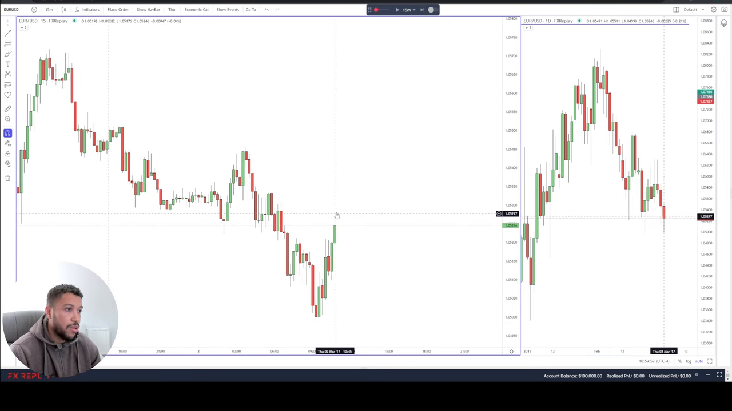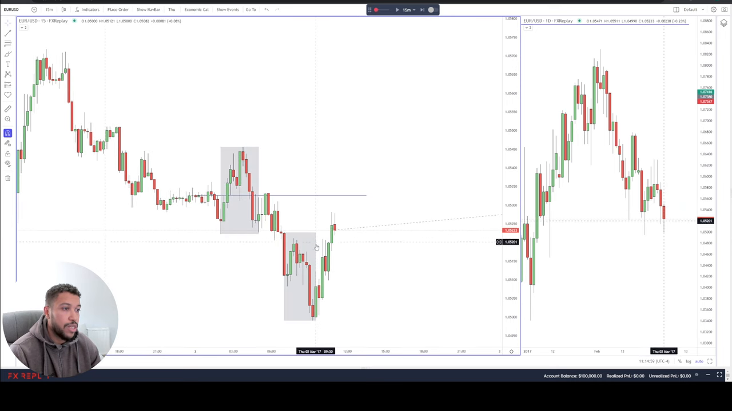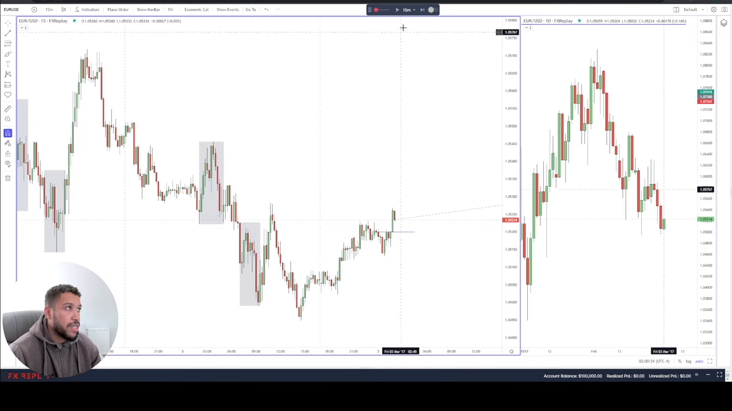Okay, so this is now the end of the New York kill zone. As you can see, end of the New York kill zone. So I wouldn't be taking any trades. If this was actually in live markets, I would just come back the next day. So I'm going to skip forward to the next London session. Let's see what the London session brings.